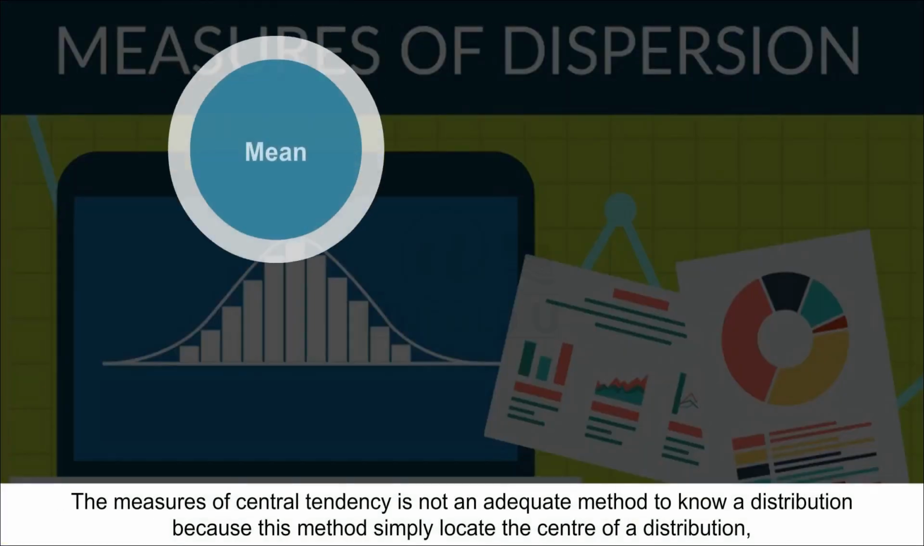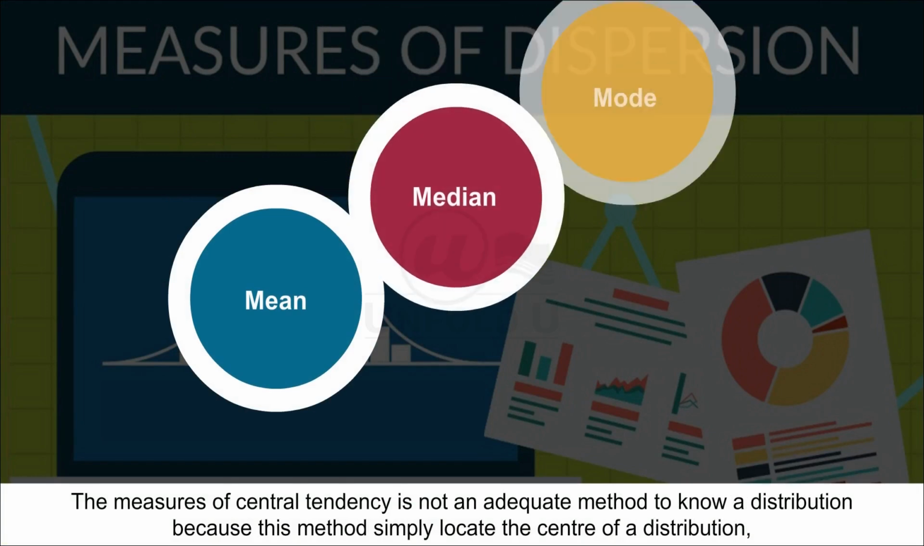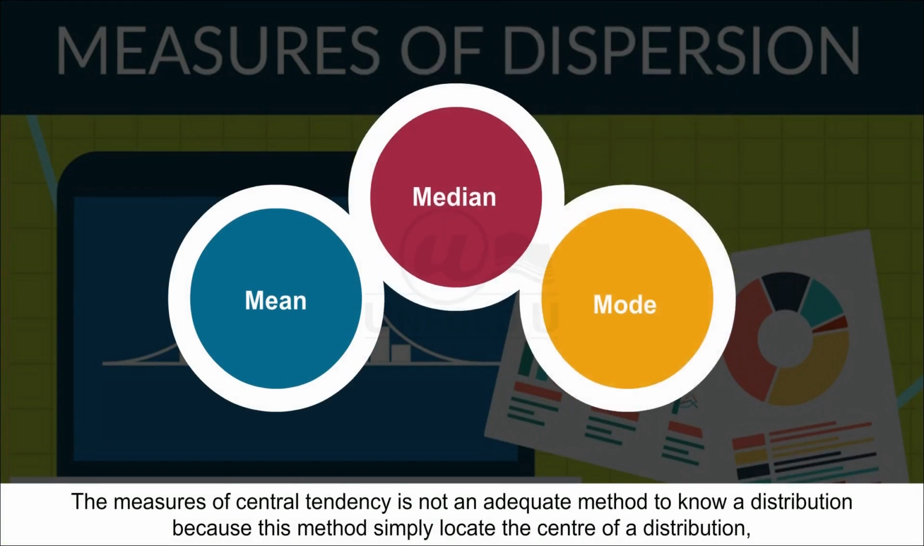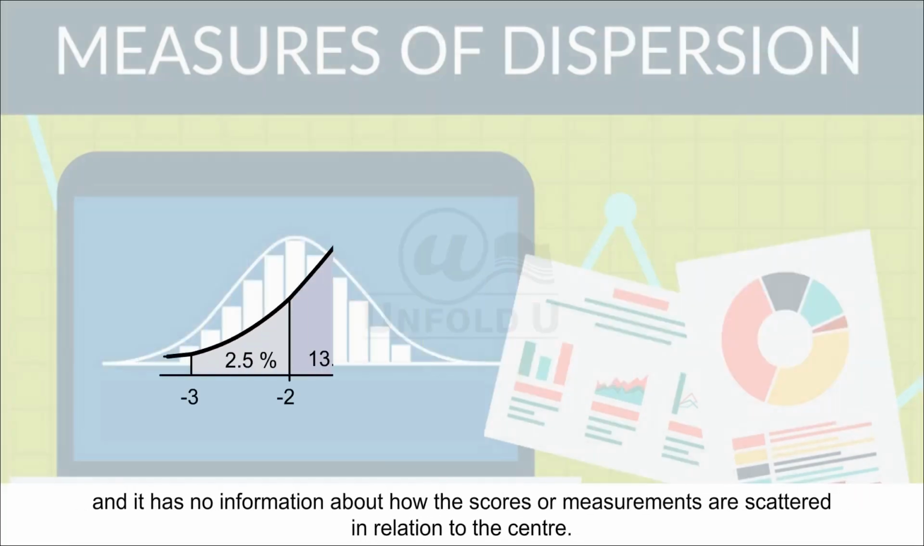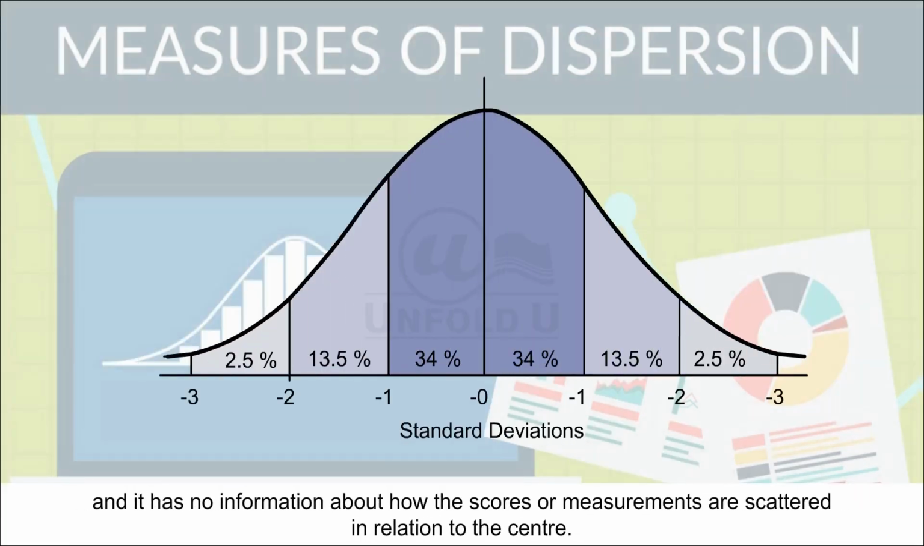Measuring dispersion. The measures of central tendency are not an adequate method to know a distribution, because this method simply locates the center of a distribution and has no information about how the scores or measurements are scattered in relation to the center.